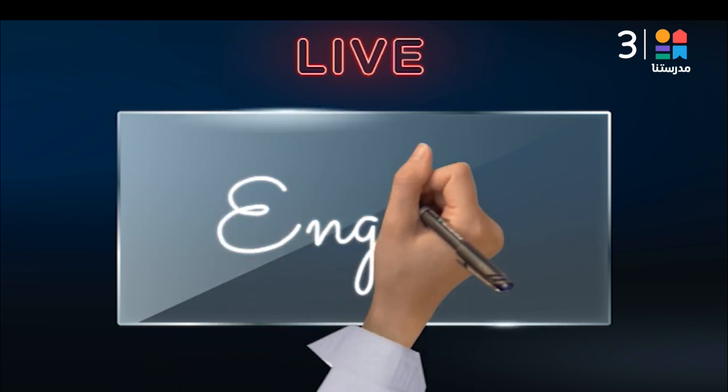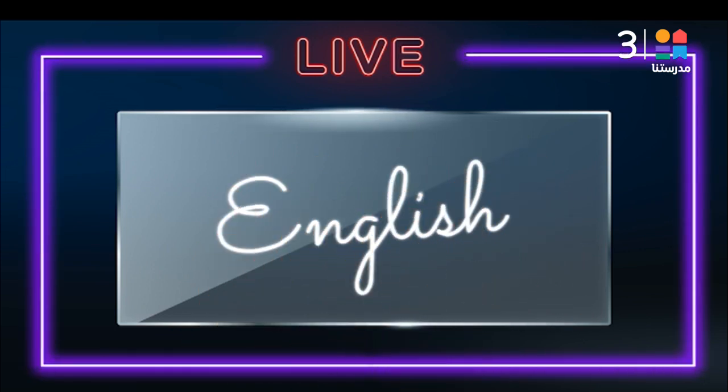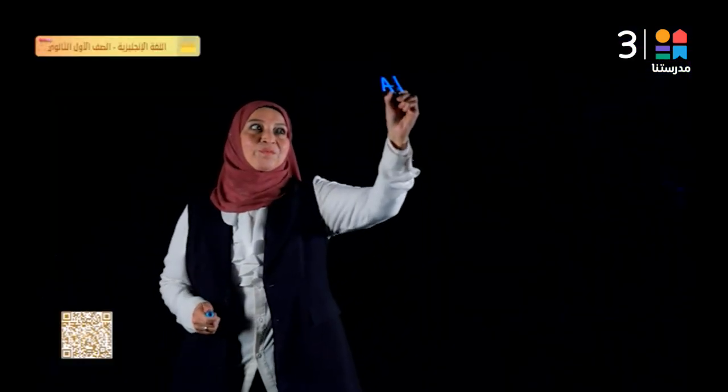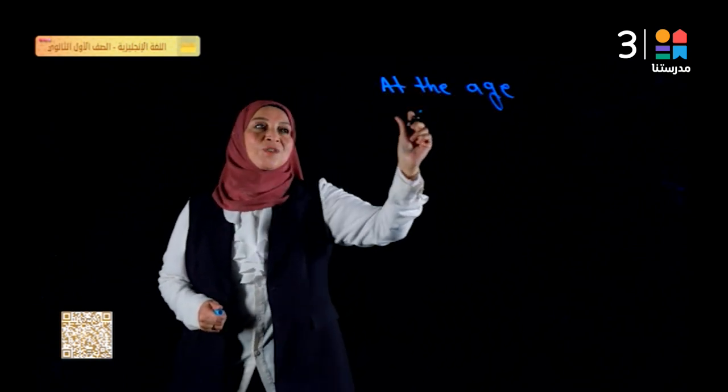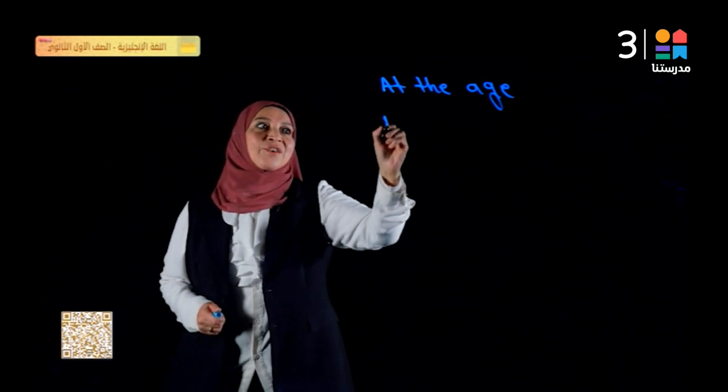Now we are going to study more about the vocab which we have learned. We are going to study about some prepositions which we have met in this unit, but let's do that on the mirror board. Let's go together. We have the word at the age of. What is the difference between the word at the age and in the age?